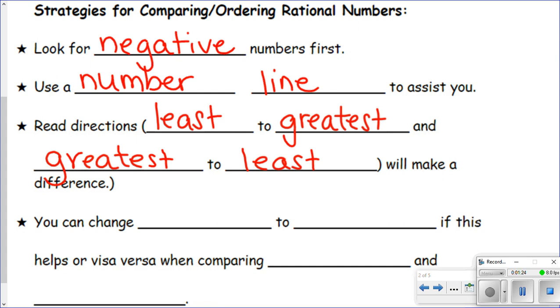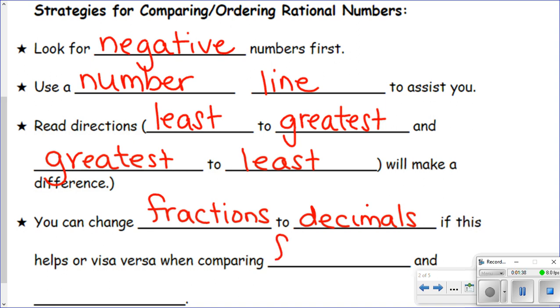You can change fractions to decimals if this helps, or vice versa when comparing fractions and decimals. And what that means is you can certainly change a decimal to a fraction if that assists you in ordering as well.